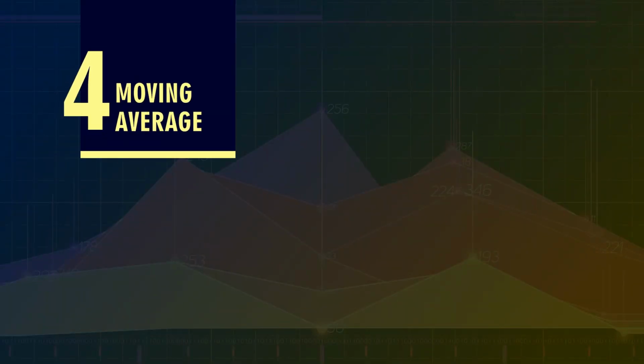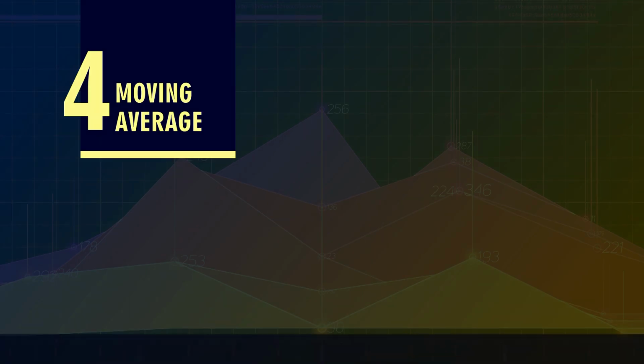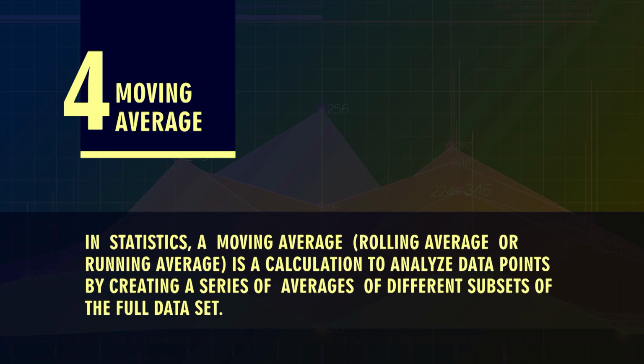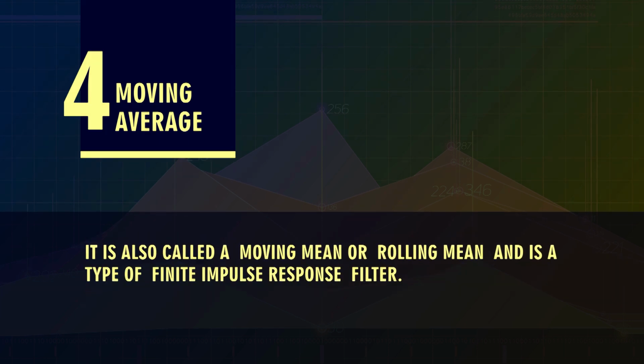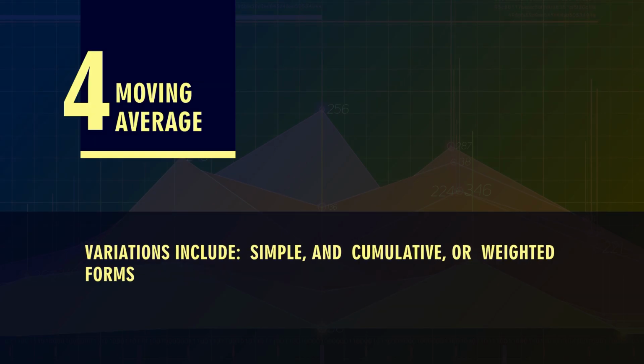On the other hand, now we have the moving average, and this is a very important methodology as far as measuring the trend is concerned. In statistics, the moving average is considered a rolling average or running average. It is a calculation to analyze data points by creating a series of averages of different subsets of the full data set. It is also called a moving mean or rolling mean and is a type of finite impulse response filter. Variations include simple, cumulative or weighted forms.